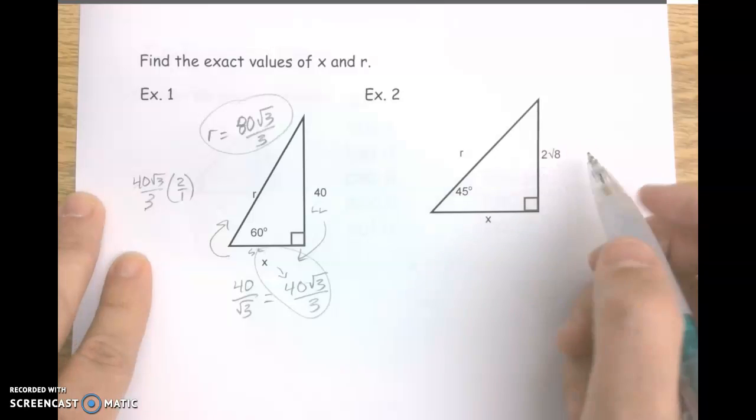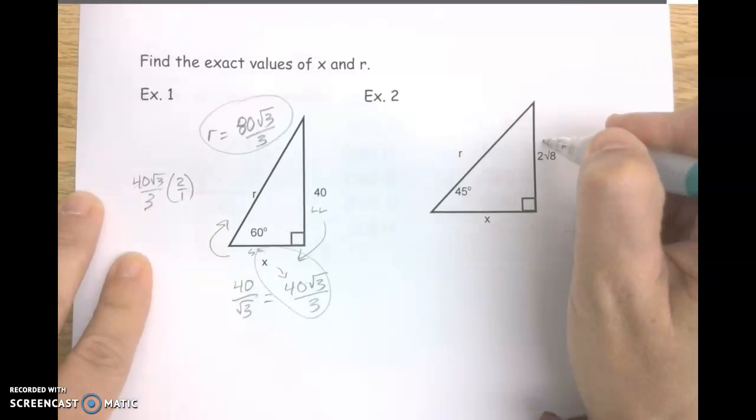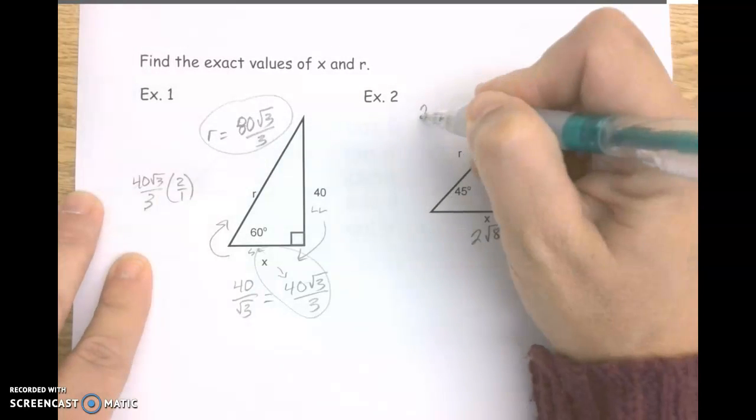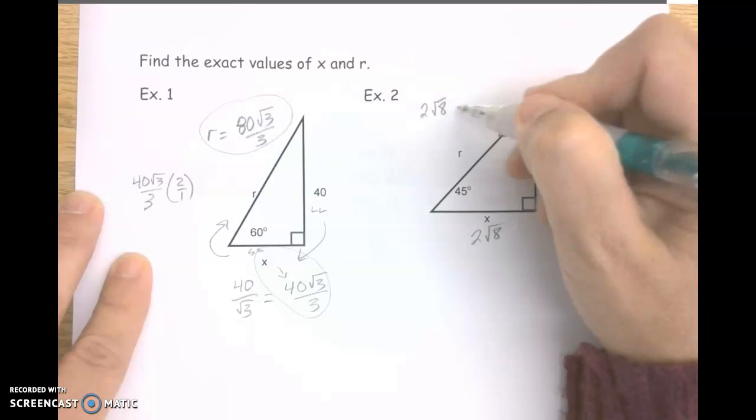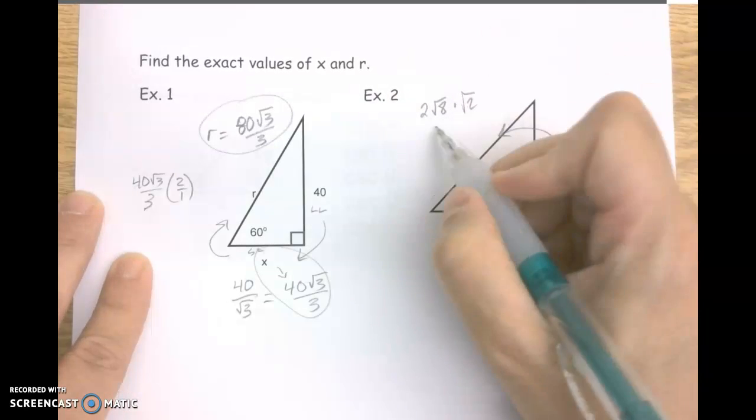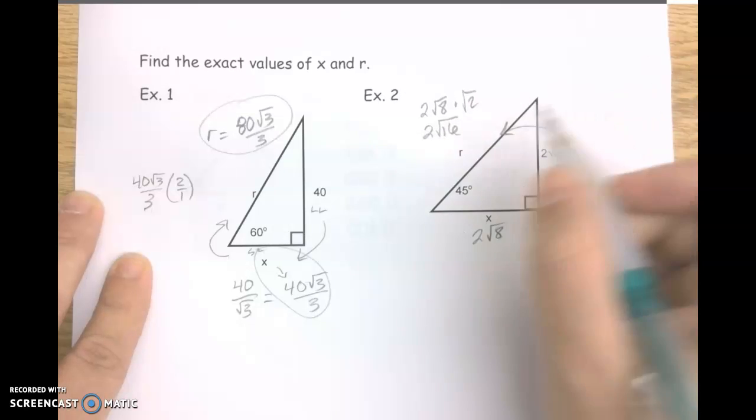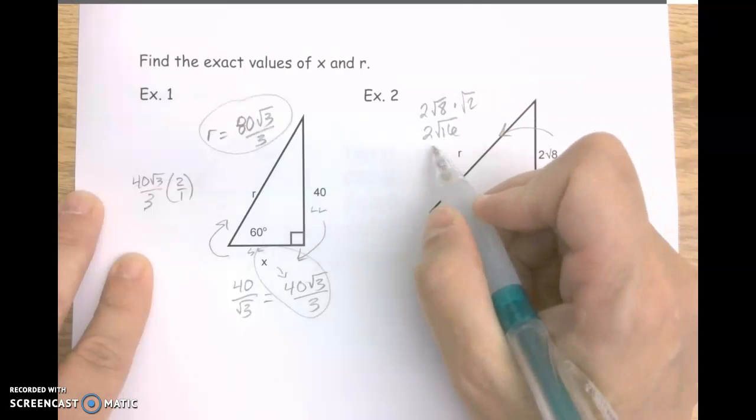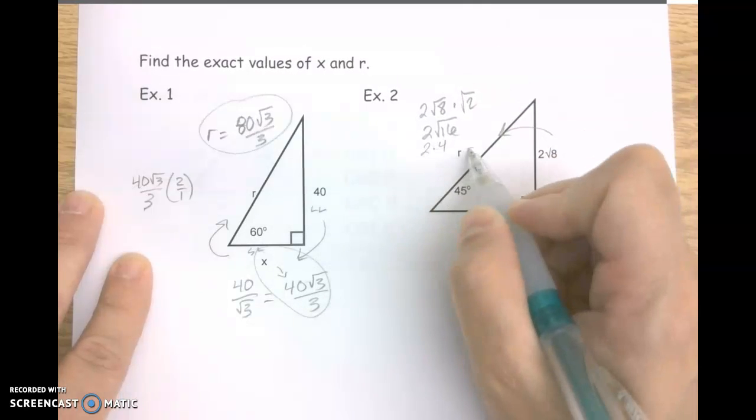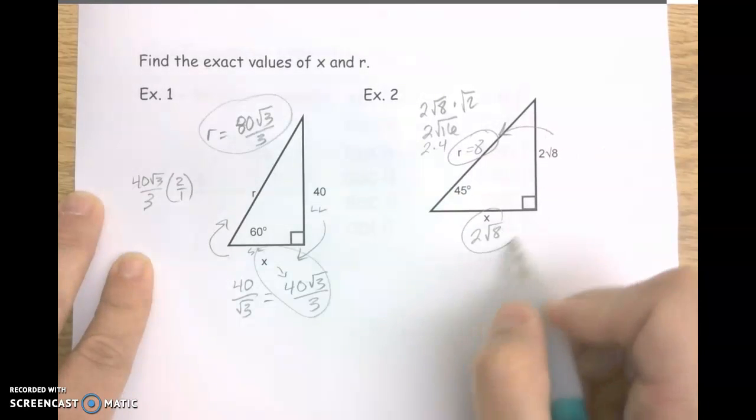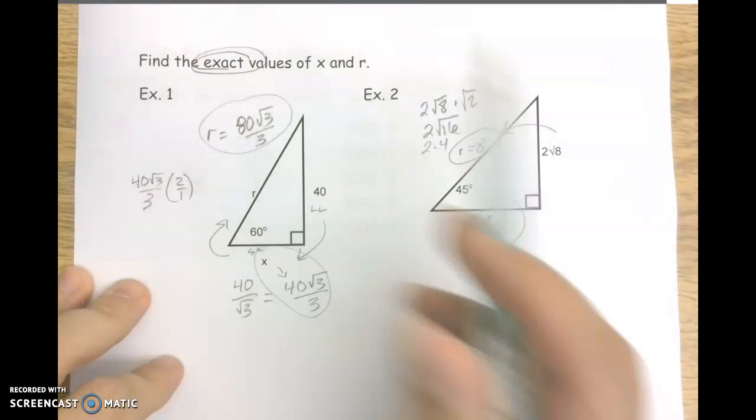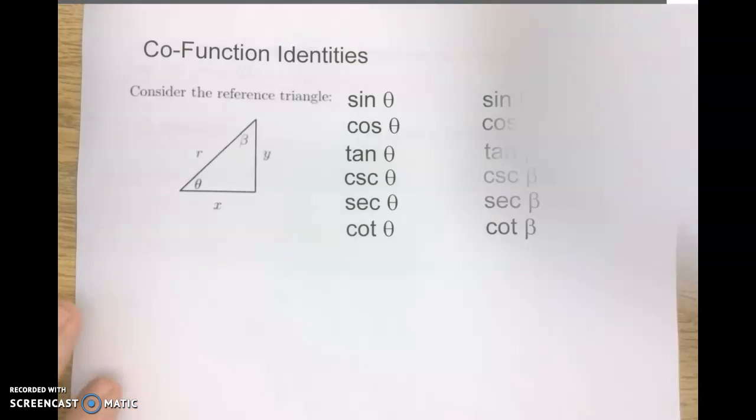For a 45, 45, 90, remember that we're going from the leg, which is also the same down here, to the hypotenuse. So that will be 2 square roots of 8, and we're going to multiply it by the square root of 2. That gives me 2 square roots of 16. I always want to check to see if I can simplify that radical, which it can. So that's 2 times 4, which is 8. So r is 8, and x is 2 square roots of 8. And so there were a few of those in your homework as well. Again, a lot of this is just practicing with exact values and simplifying radicals.